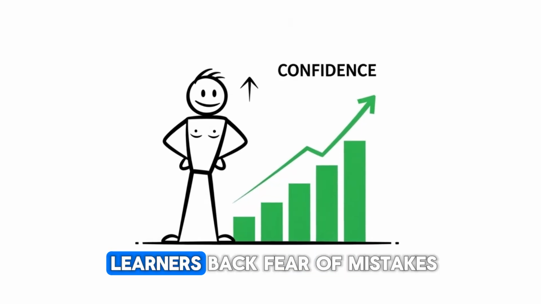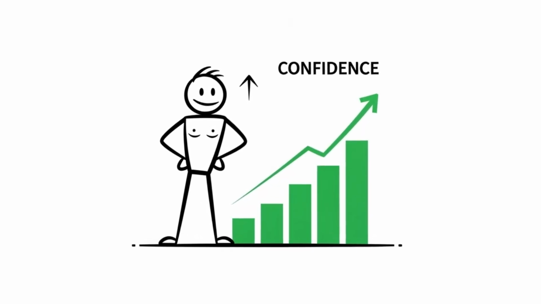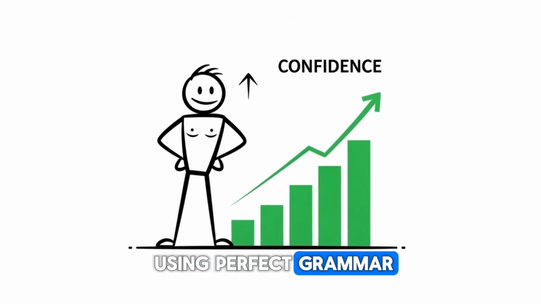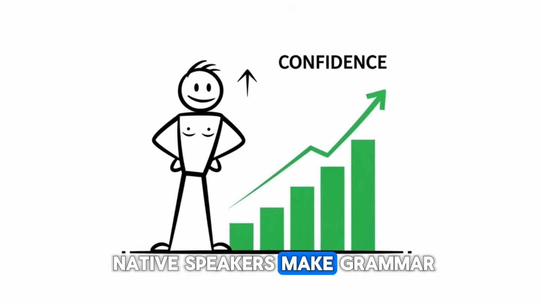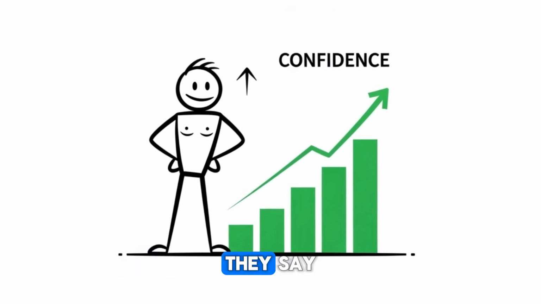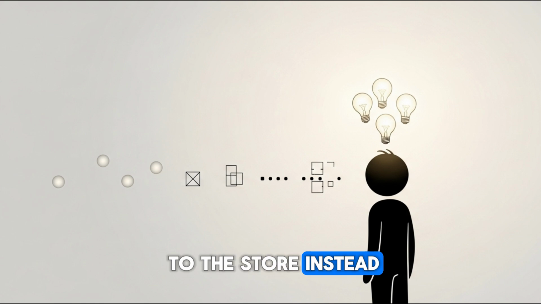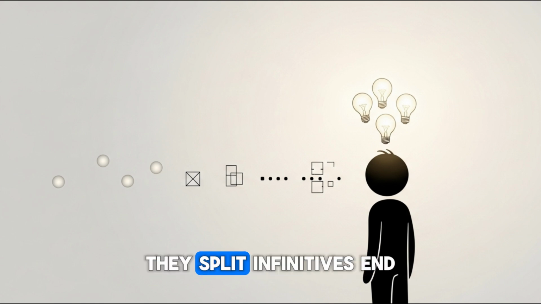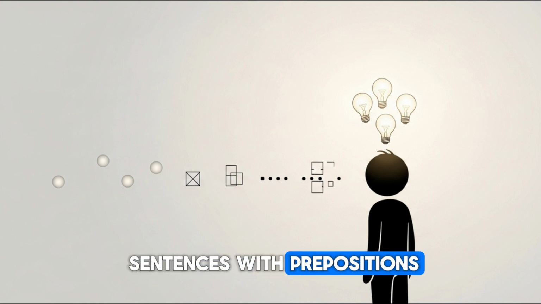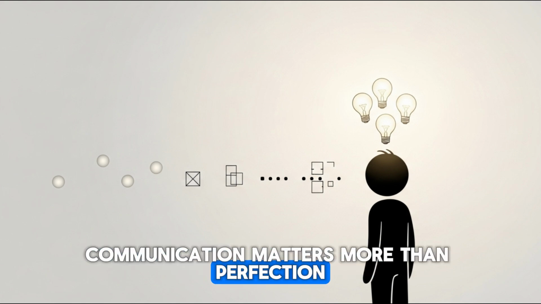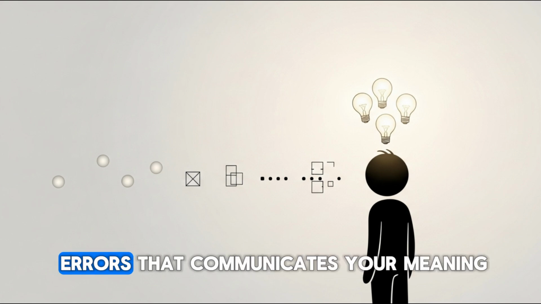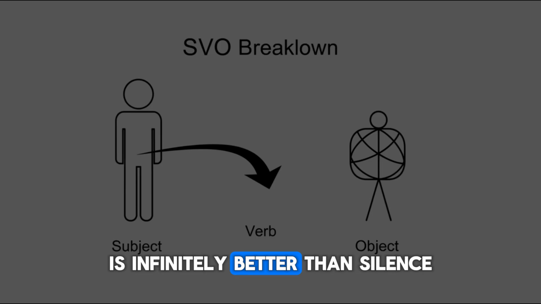Here's what holds most learners back: fear of mistakes. You're so worried about using perfect grammar that you freeze and say nothing. But here's the truth. Native speakers make grammar mistakes constantly. They say, me and John went to the store, instead of John and I went to the store. They split infinitives, end sentences with prepositions, and break rules all the time. Communication matters more than perfection. A sentence with small errors that communicates your meaning is infinitely better than silence.